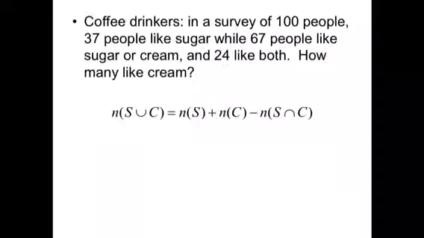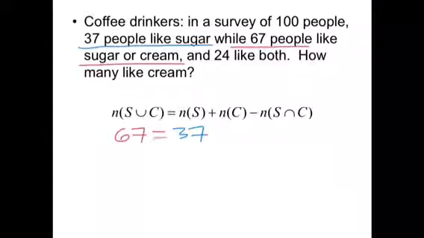Alright, we have another problem about coffee drinkers. In a different survey of 100 people, 37 like sugar, 67 like sugar or cream, and 24 like both. Those are our important numbers. So we're going to identify what set they belong to. 37 people like sugar, so it's going to go right below our sugar set. And then we know 67 people like sugar or cream, so that is part of the union of our sets, which means it's going to be under the sugar or cream.